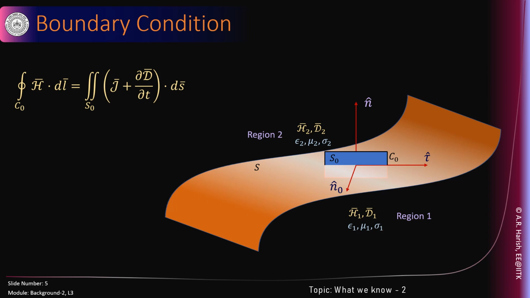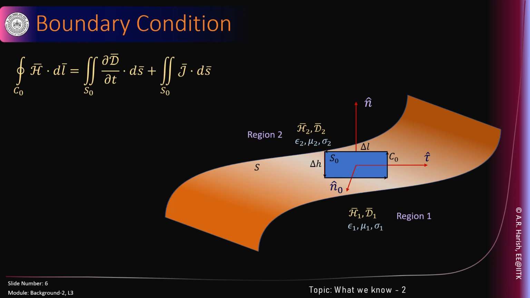Now the rectangular surface S naught has a height delta h and a length delta L. Let's first ask the question, what is ds bar? Ds bar is delta h times delta L times N naught cap. So N naught cap is the unit normal coming out of surface S naught. Now the moment N naught cap is specified, the direction of C naught turns out to be counterclockwise, so that as we go along the boundary of S naught, N naught cap and the path C naught will form a right-handed system.